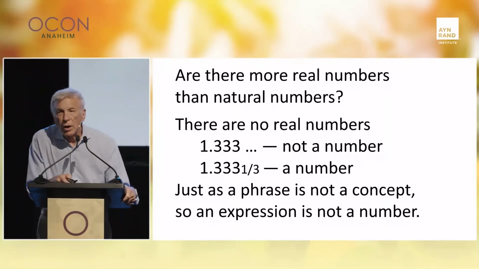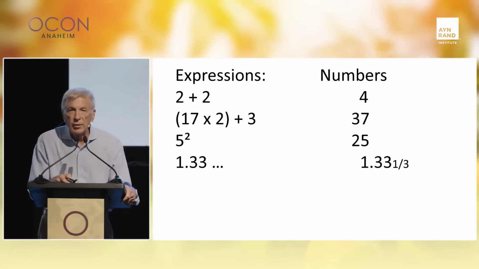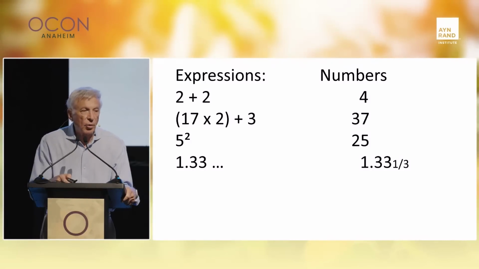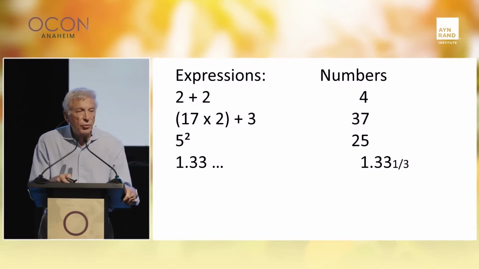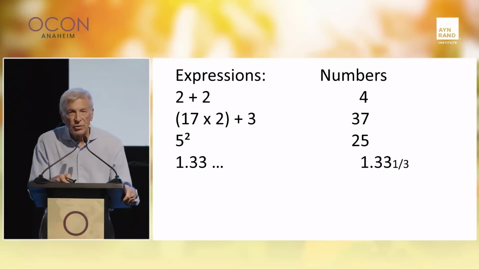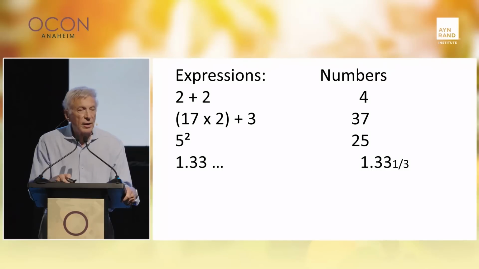So 1.333 and so on is not a number. It's an expression. In fact, there are plenty of regular things that are not numbers that you might think are. 2 + 2 is not a number. It's an expression. 17 times 2 + 3 is not a number. It's an expression. It's a direction to perform certain operations. It works out to be 37, which is a number, but it isn't a number. It's an expression. 5 squared is not a number. 1.333... is not a number.